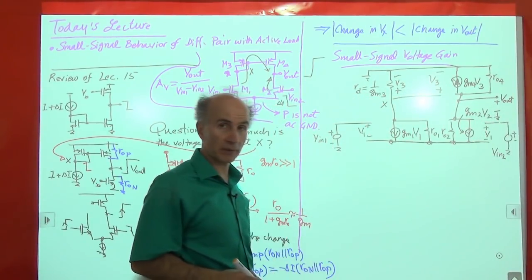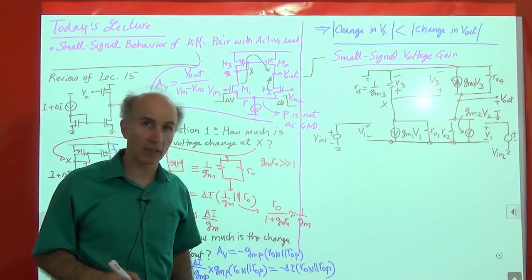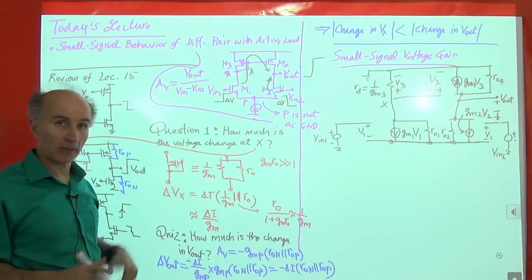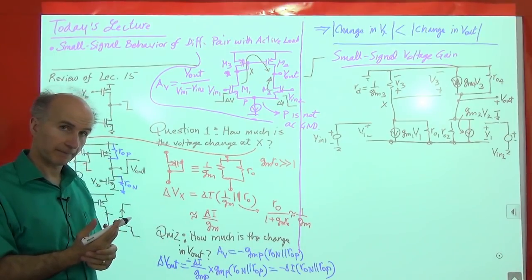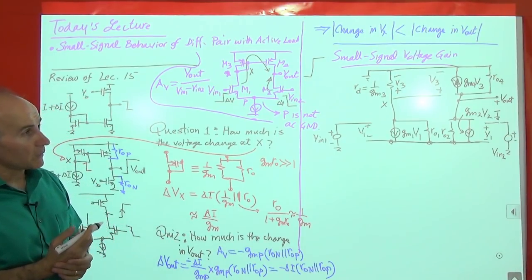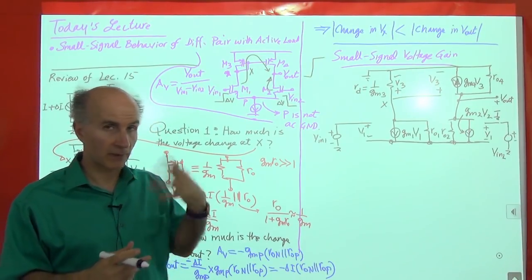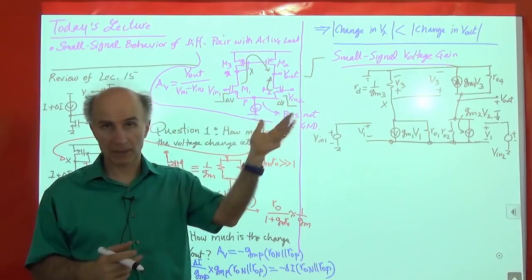Okay, we need to solve the circuit. Our objective is to find Vout in terms of V1 minus V2, right? That will give us the voltage gain. So we need to write a whole bunch of KVLs and KCLs. We can just close our eyes and write everything we can think of.